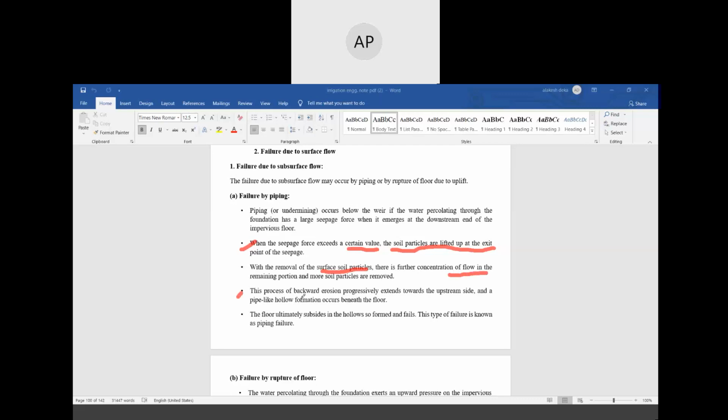The process of backward erosion progressively extends towards the upstream side and a pipe-like hollow formation occurs below the floor. The floor ultimately subsides into the hollows so formed and fails. This type of failure is known as piping failure.